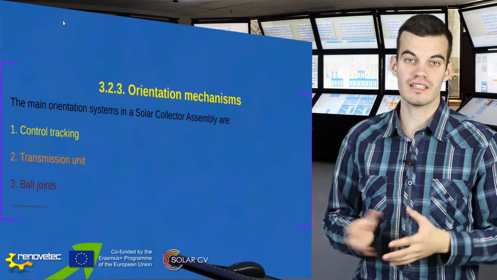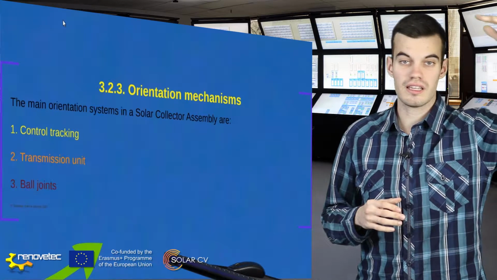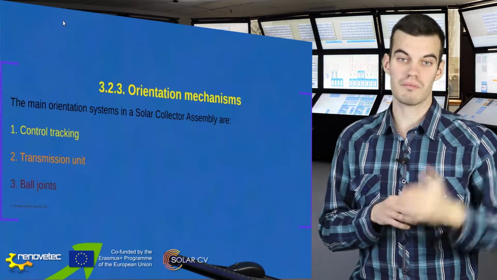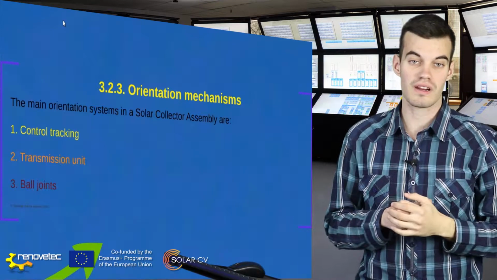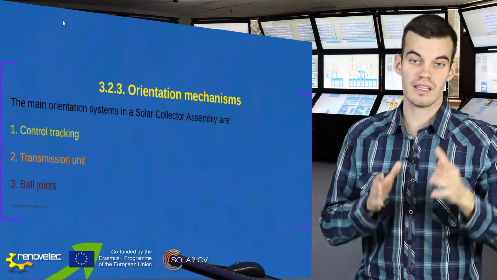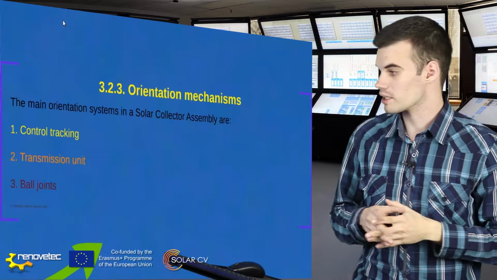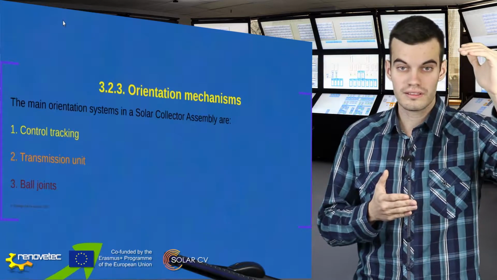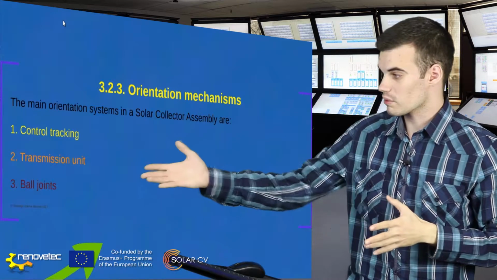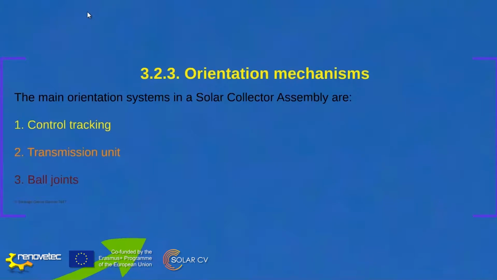Now we must define the different orientation mechanisms. We know that the solar tracking system is the first. In the second place, below the tracking system, we have the control tracking. This control tracking is going to follow the different orders of the solar tracking system, and it is going to order the different actuators, for example the transmission unit, to move this parabolic trough.